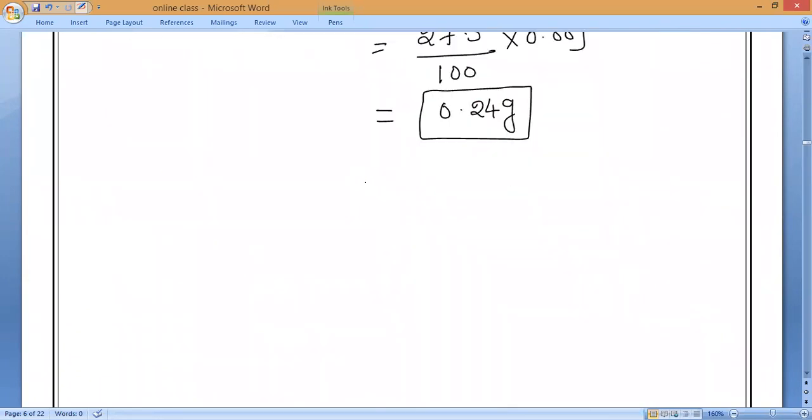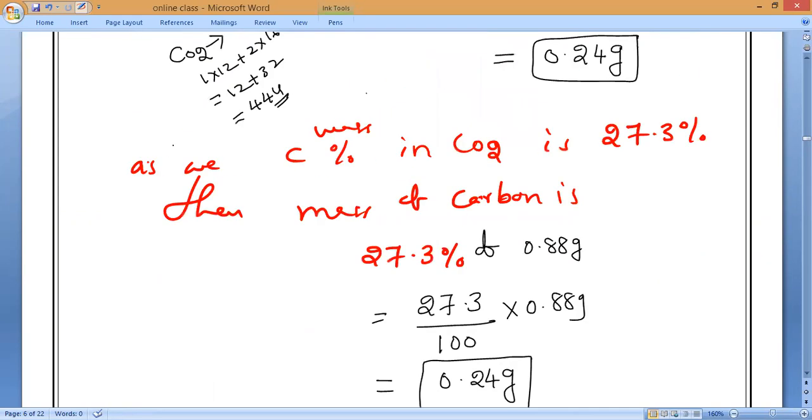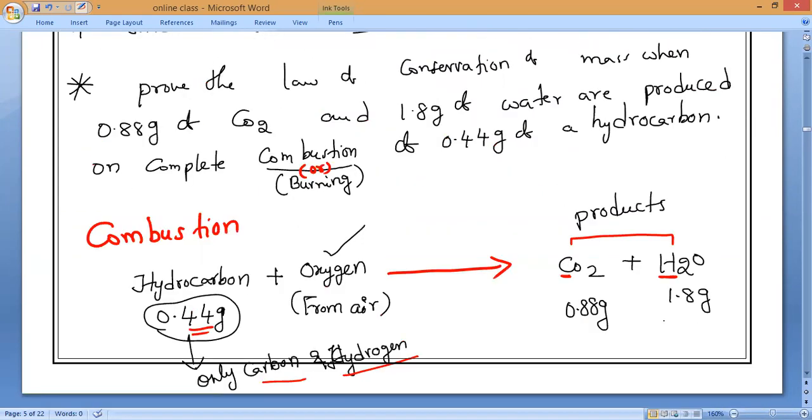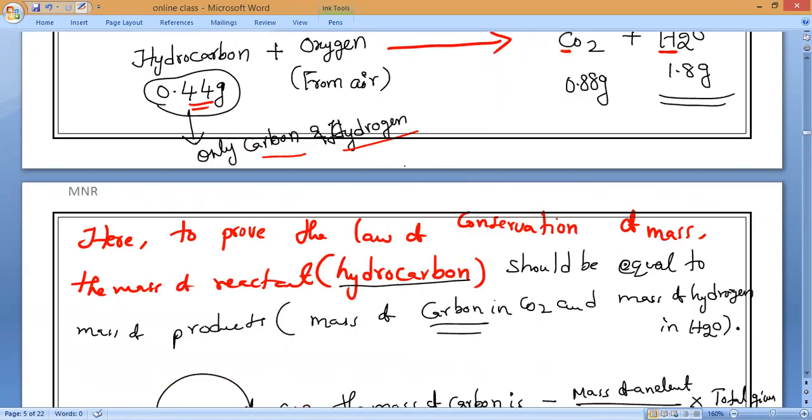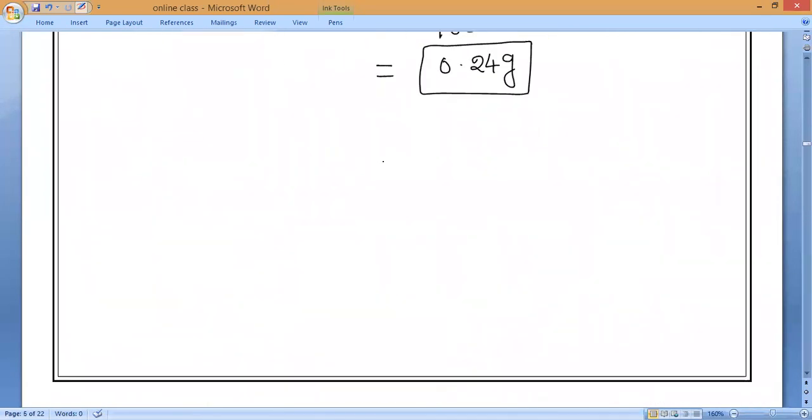Next, same way for water. How much is given? Check the total mass of water. We have to find the hydrogen mass now. The total mass of water is 1.8 grams. In 1.8 grams of H2O, the mass of hydrogen is what we are finding. Do you want to find the mass ratio or the mass? Mass ratio we already know; we already found it. Shall we go with the mass ratio or find it directly? Your choice, I don't have any problem. What do you say, Alpha? Mass ratio or directly mass?